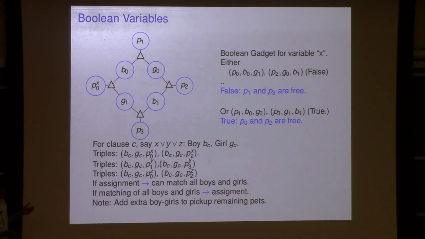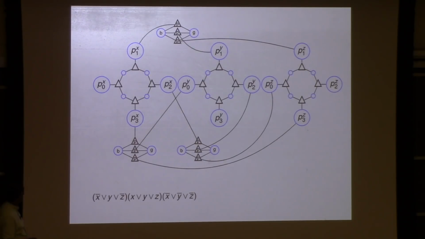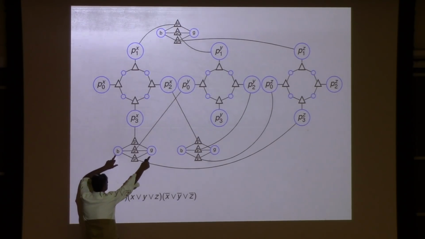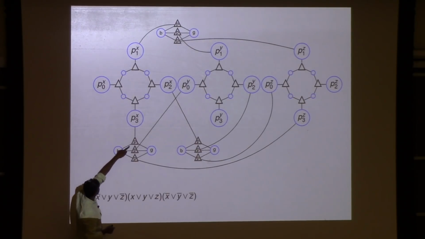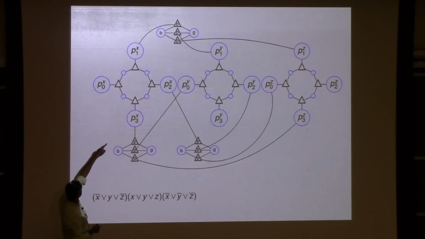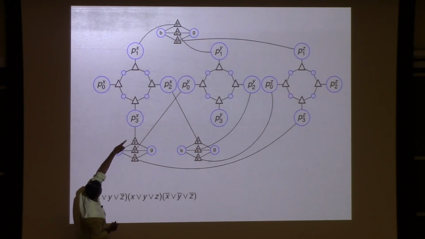Okay, so now you have some pets who are lonely, and you don't want that, it's just sad, so you add some boys and girls to pick up the remaining pets. You can see the whole construction here. These are the clause boys and girls, right? Let's say this is a clause for this clause. So one of these is going to correspond to the odd pets. It's going to match to the odd pets here, P3 of x, an odd pet.